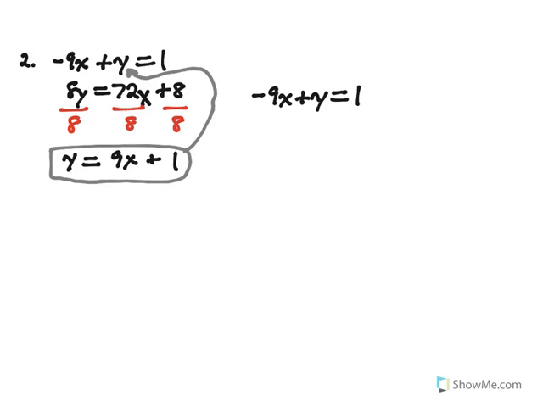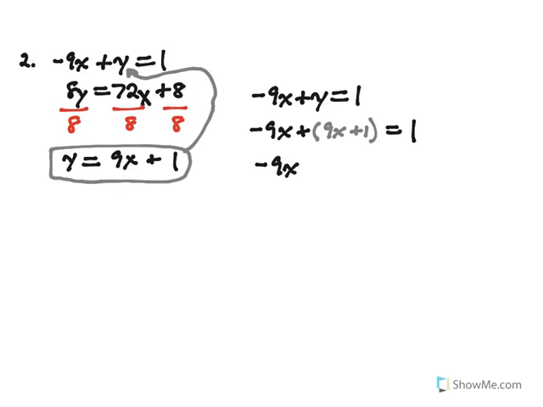Okay, so here we go. We're going to take the y and replace it with 9x plus 1, and that's going to equal 1. All right, so let's go ahead and simplify that.